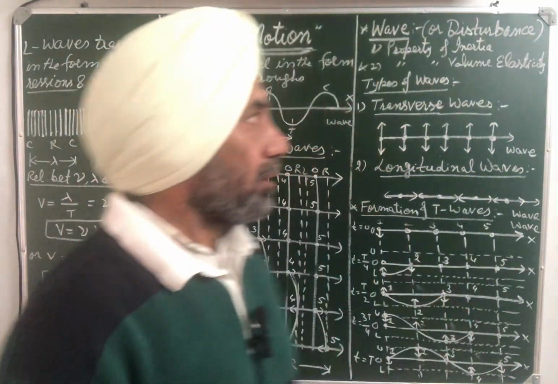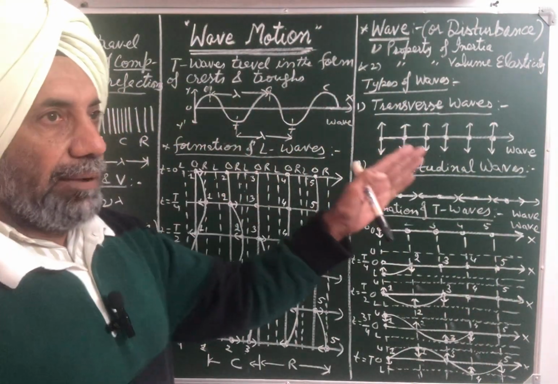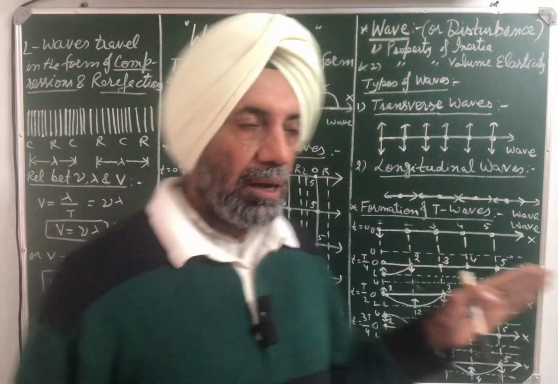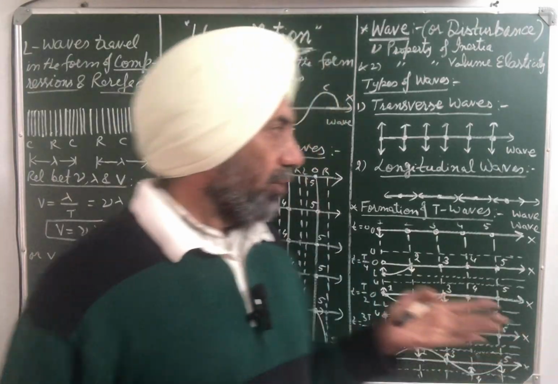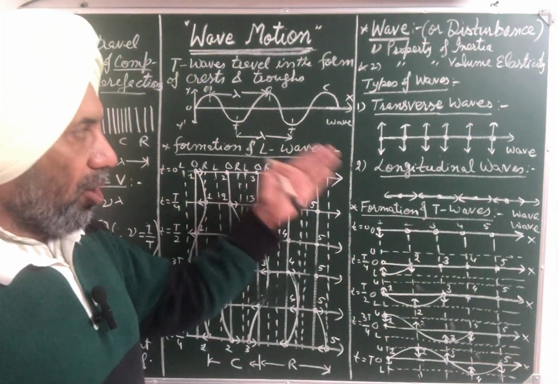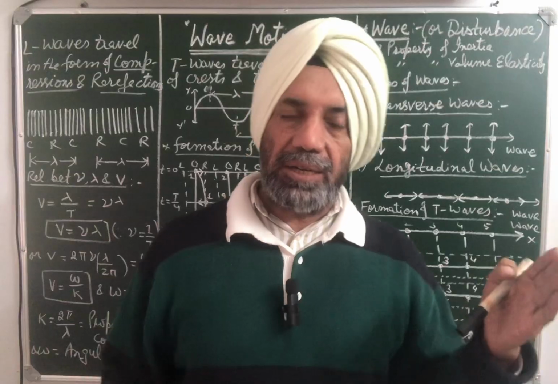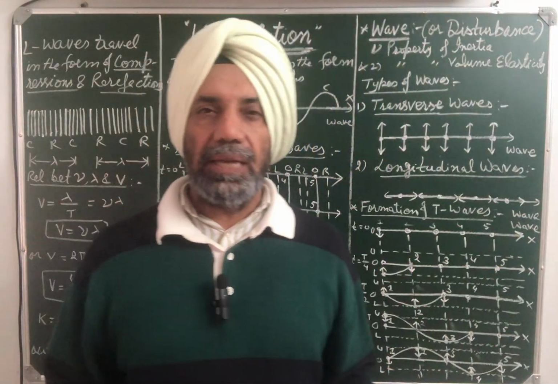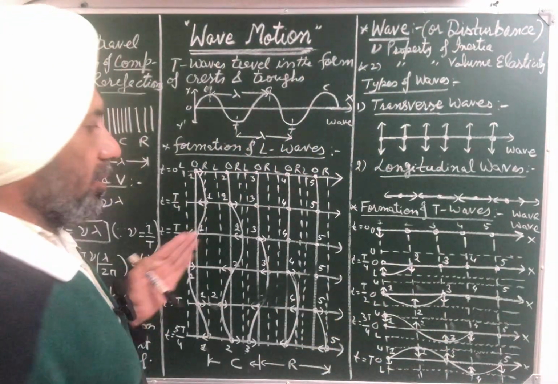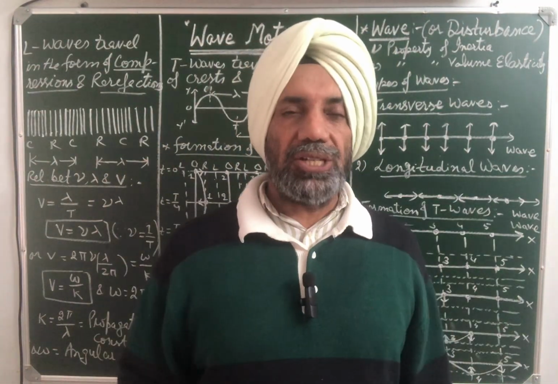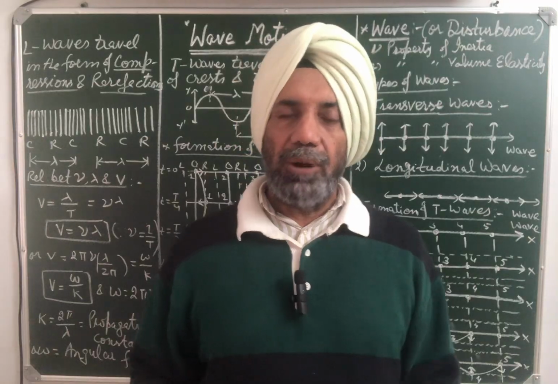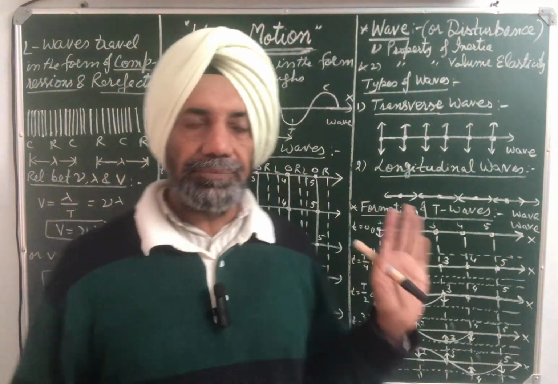So this is all about what a wave is, what wave motion is, what the types of waves are with examples, how we can draw longitudinal as well as transverse waves graphically, and what the wavelength, frequency, and wave velocity are, and the relation between them. So this is all about wave motion.